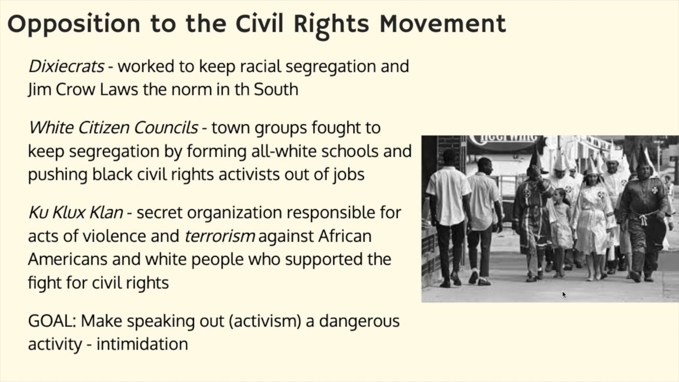The Ku Klux Klan in its sort of third embodiment comes about during this period. And the way that we tend to think about the Klan today is much more the Klan of the 1950s and 60s than it is when we last were talking about them. They are responsible for acts of violence and instilling terror in African Americans and white people who are working with them, or any people of color who are working alongside. And the goal is to make speaking out or any act of activism a dangerous activity. The goal is to intimidate people.